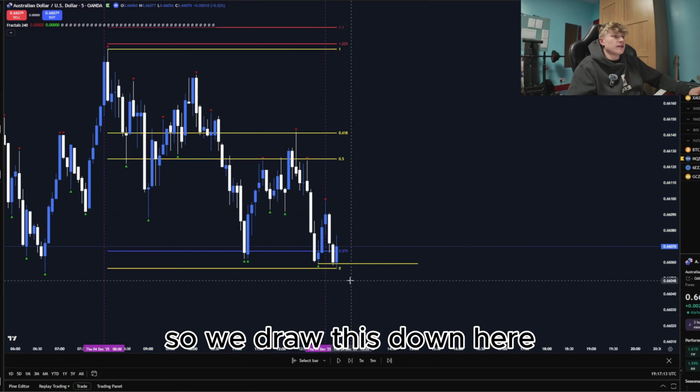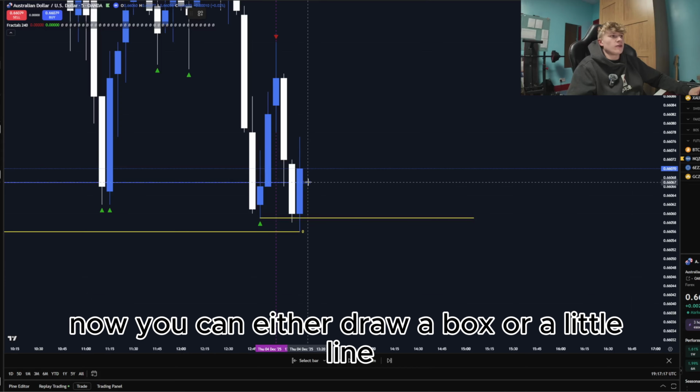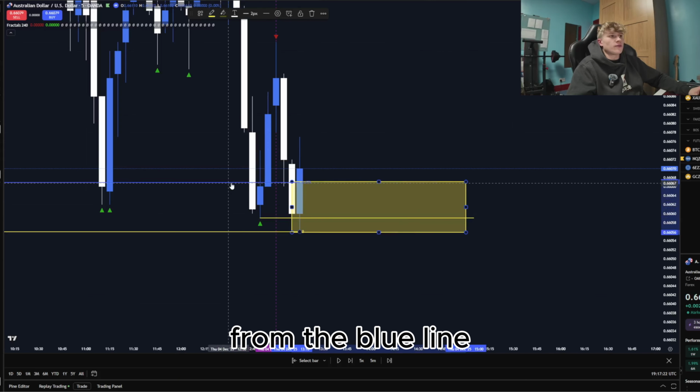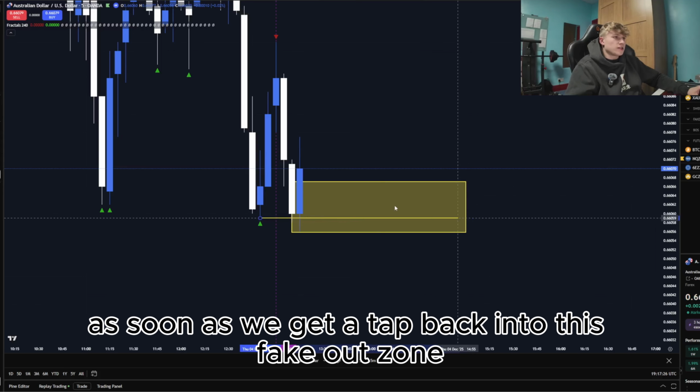So we draw this down here, and this gives us a little fake out zone. Now you can either draw a box or a little line or whatever you want to do. We'll draw a box just to make it clear. This is our fake out zone from the blue line all the way down to the bottom of the fib, which is right here.